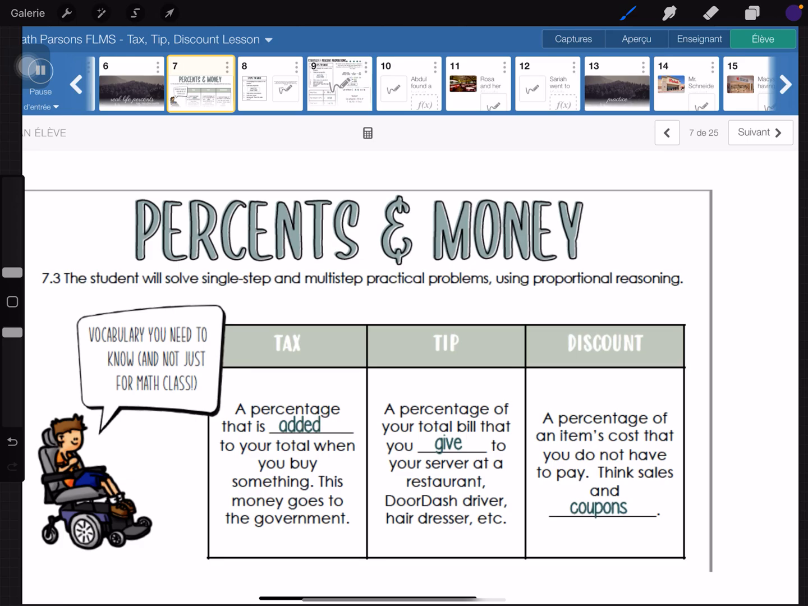Hey guys. All right. We are looking today at our new unit that's on tax, tip, and discount, and I'll go over some quick examples on how to solve them. First of all, let's review the definitions.